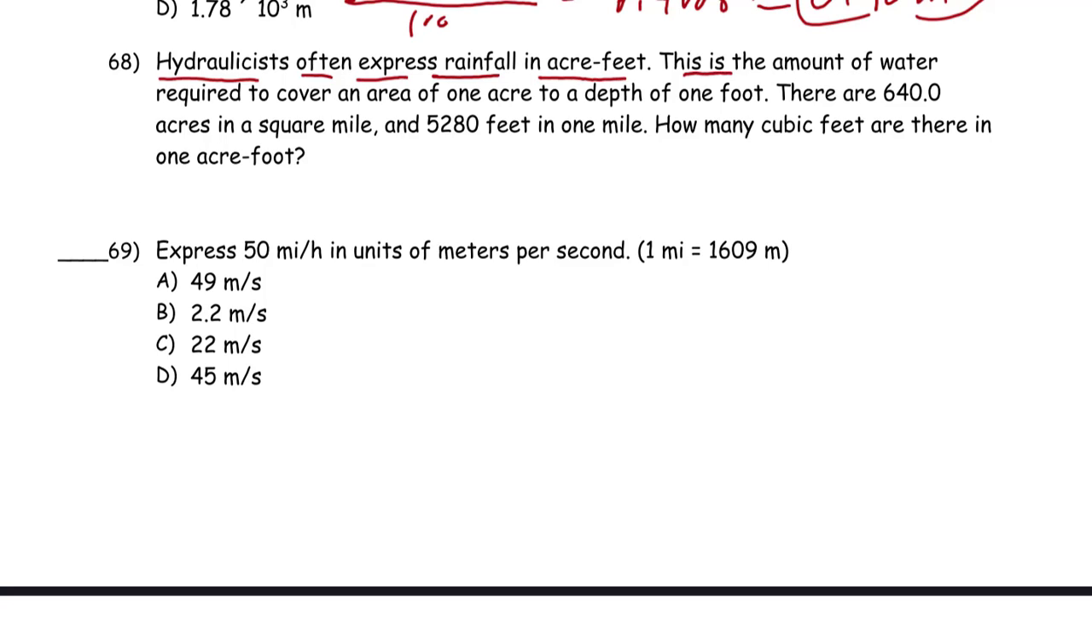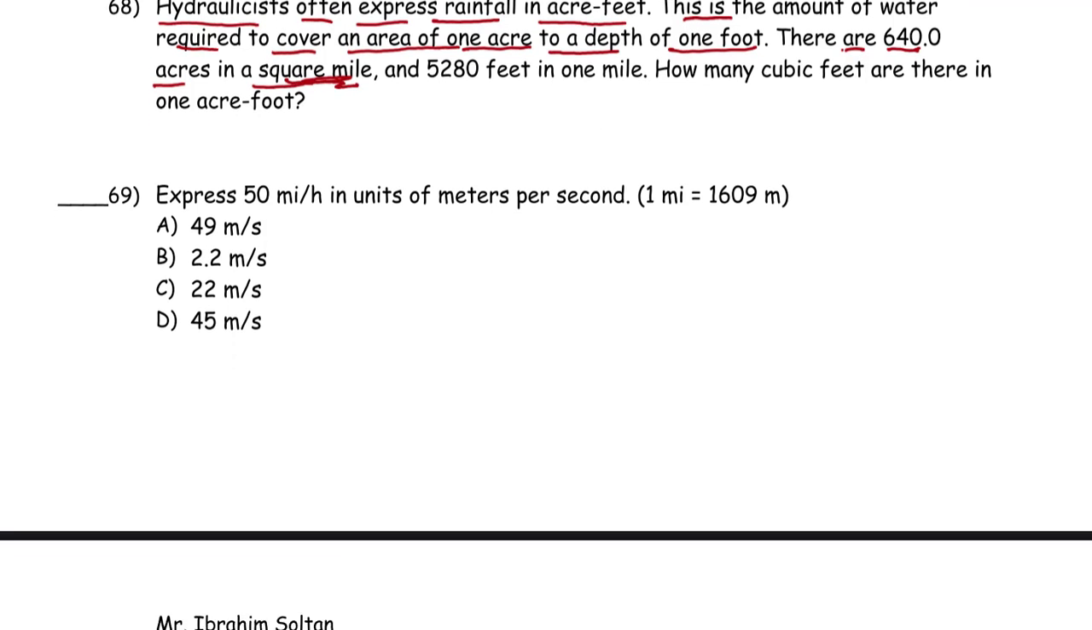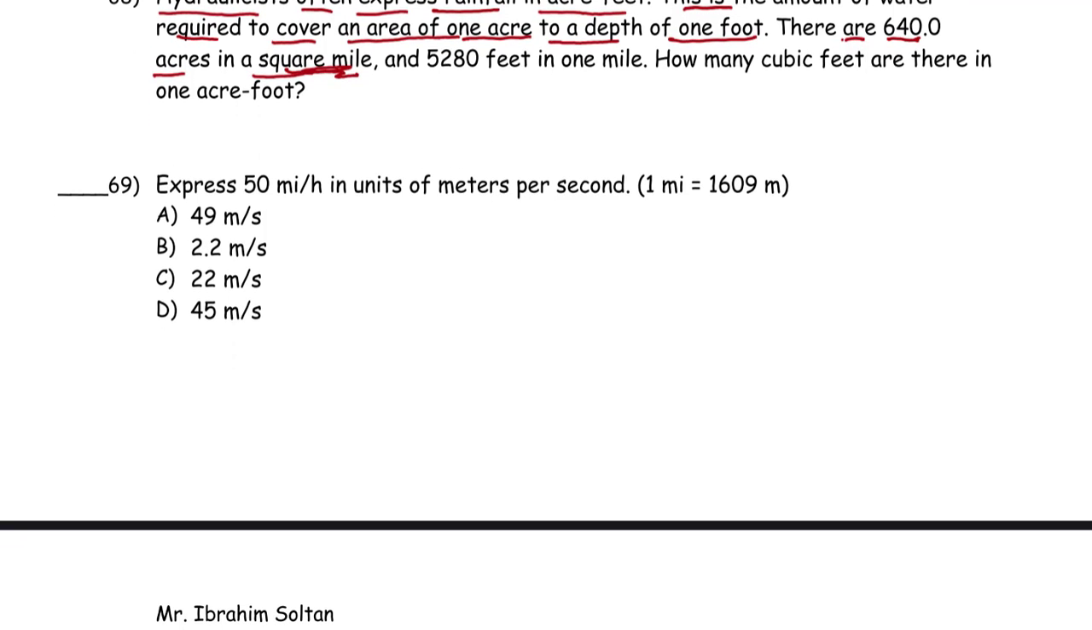Hydrologists, engineers who deal with water, often express rainfall in acre-feet. This is the amount of water required to cover an area of 1 acre to a depth of 1 foot. There are 640 acres in a square mile, and 5,280 feet in 1 mile. How many cubic feet are there in 1 acre-foot? So you are getting the volume or capacity. Okay, let's solve it together.